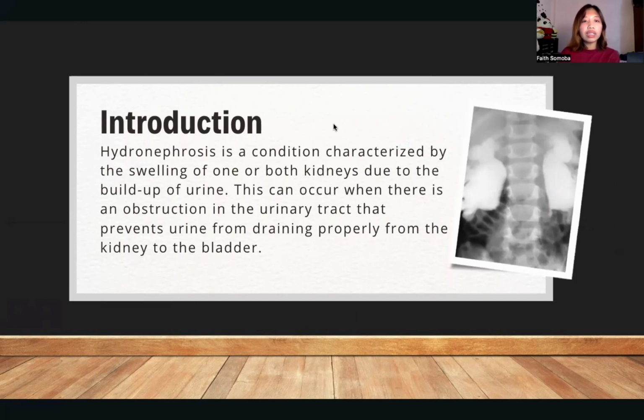Hydronephrosis is a condition where one or both kidneys swell due to a buildup of urine. This often happens when there's an obstruction in the urinary tract preventing urine from draining properly from the kidney to the bladder. If this is left untreated, it can lead to kidney damage and impaired kidney function.